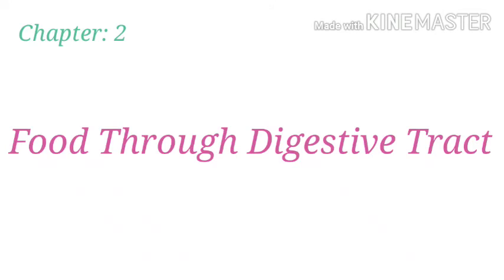We are discussing our second chapter, Food through Digestive Tract, and we have discussed many stages of absorption. Today we are going to discuss the last stage of absorption, that is from the small intestine, and how this digested food gets absorbed in our body.